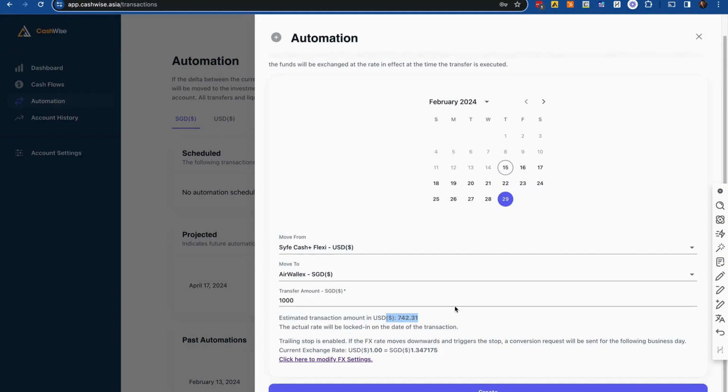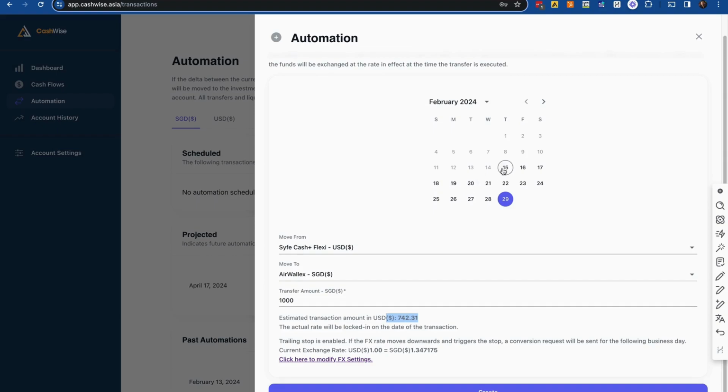We don't know the rate, of course, in the future, but should the rates move up in our favor, nothing will happen. We will wait until the date of the transaction. If for whatever reason the exchange rates start dropping and it starts moving against us, once it hits the trailing stop trigger, it may be converted earlier.